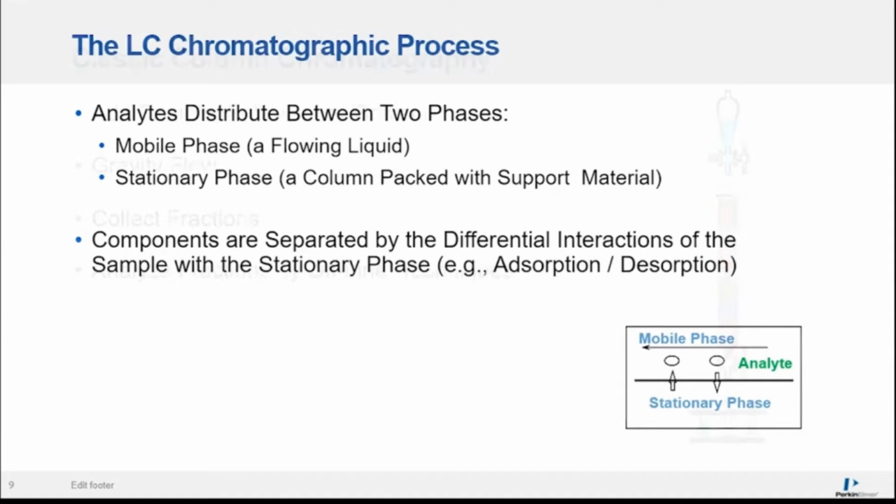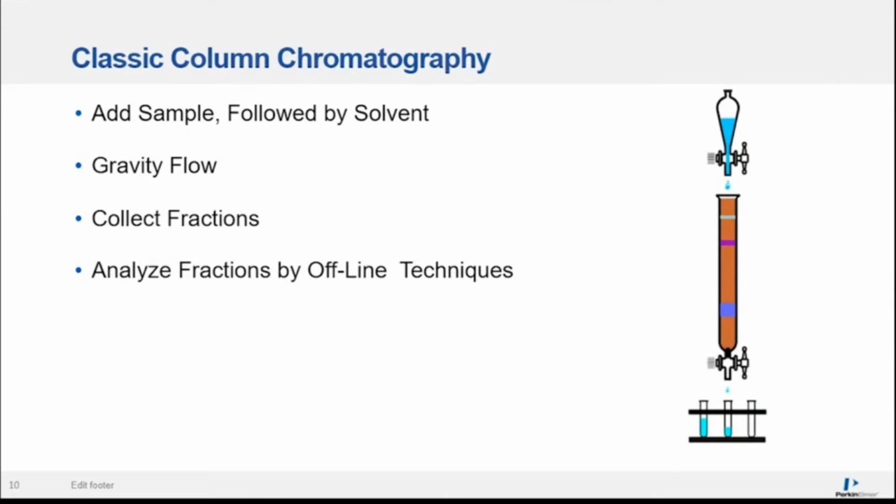Now let's go back a moment and talk more about the technique that Mikhail Tswett first did, which is known as classic column chromatography. Here, as you can see, you have some kind of a tube. You add your sample, and then you slowly add liquid or mobile phase to it. By gravity, the sample and the mobile phase move down through the column, hopefully separating. You collect those fractions, and then you analyze them by some offline technique.